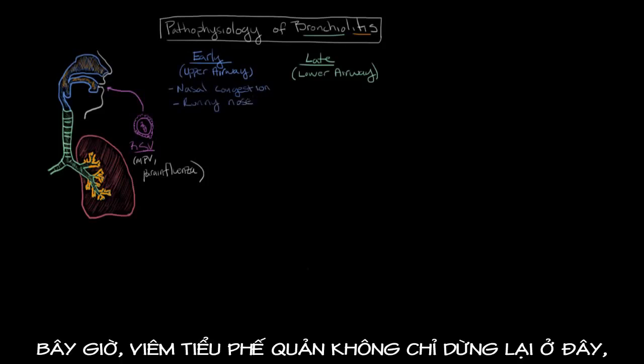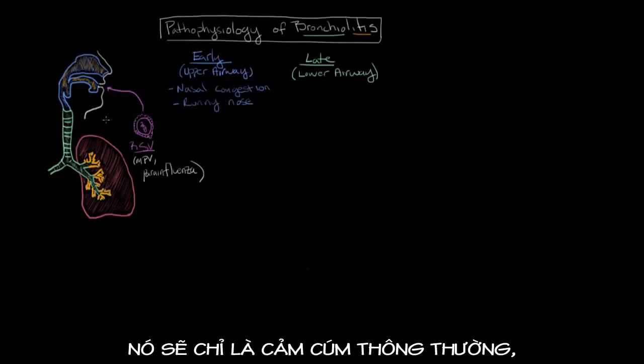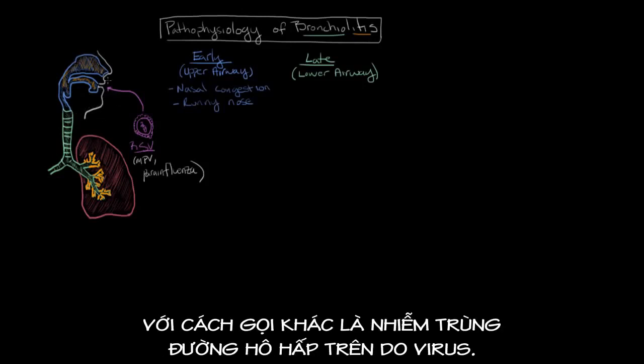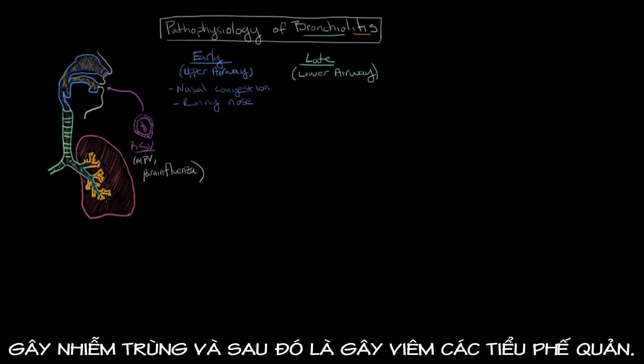Now, bronchiolitis doesn't just stop here, because if it just caused inflammation of the upper airway, it would just be the common cold, which is another name for a viral upper airway infection. And in bronchiolitis, the virus actually makes its way down the respiratory tract, down the airways here, and it causes infection and subsequent inflammation in the bronchioles.